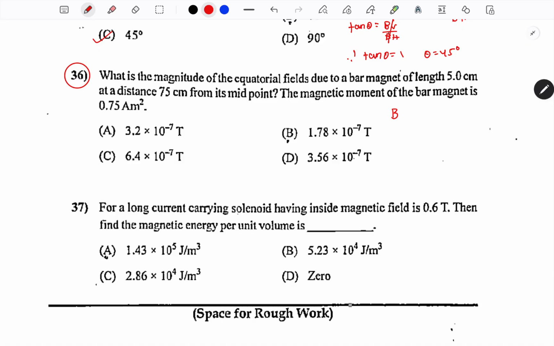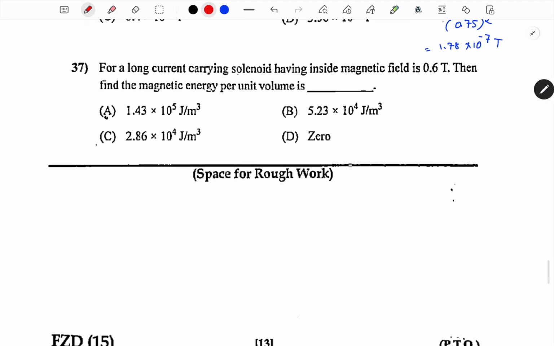Magnetic moment and equatorial field, what was the formula? μ0 by 4 pi into m by r cube. So μ0 by 4 pi is equal to 10 to the power minus 7, and here the magnetic moment is 0.5 divided by 75 centimeter means 0.75 cube. So the answer will be 1.78 into 10 to the power 7 Tesla. Option B. Next question.